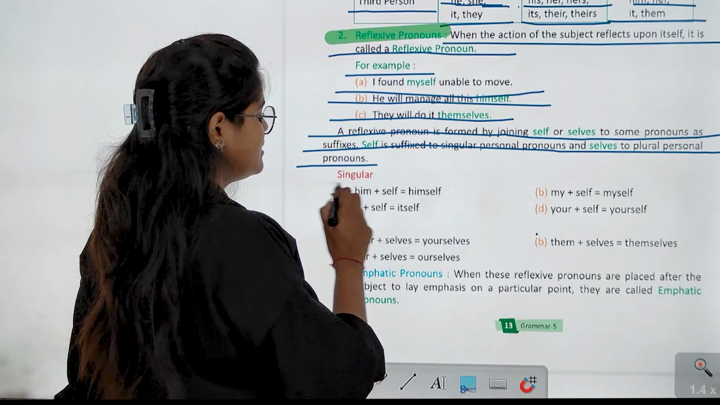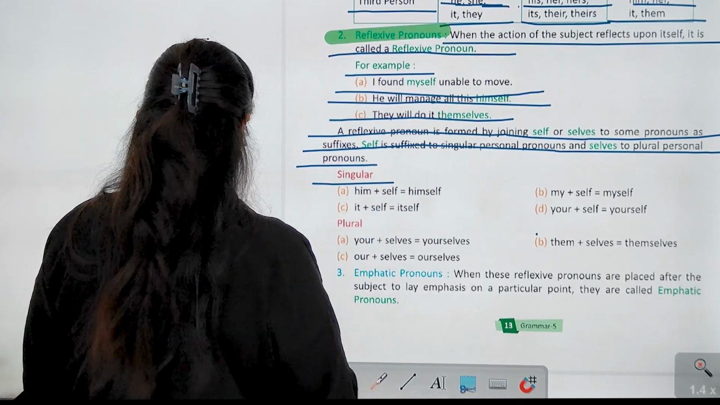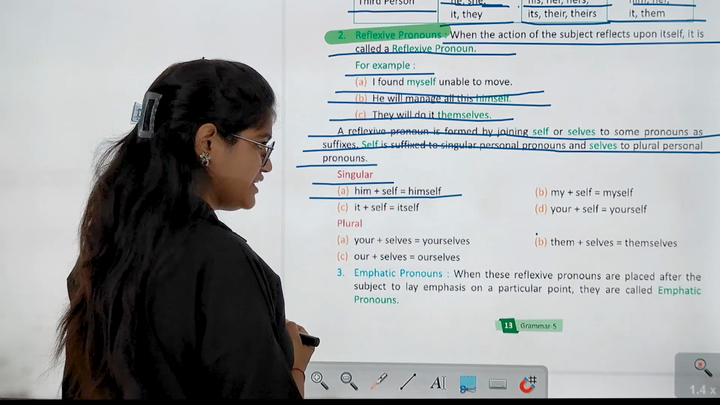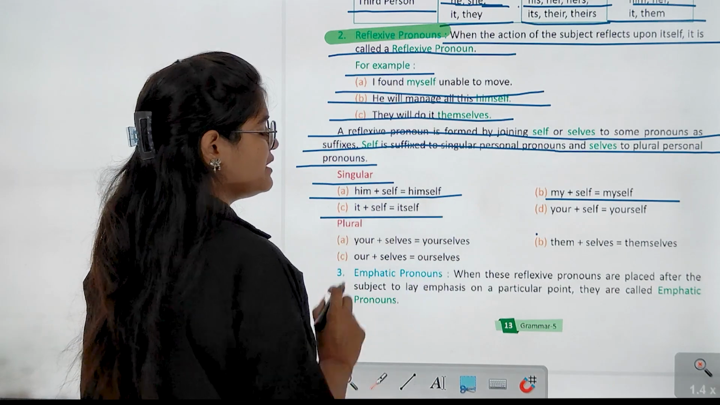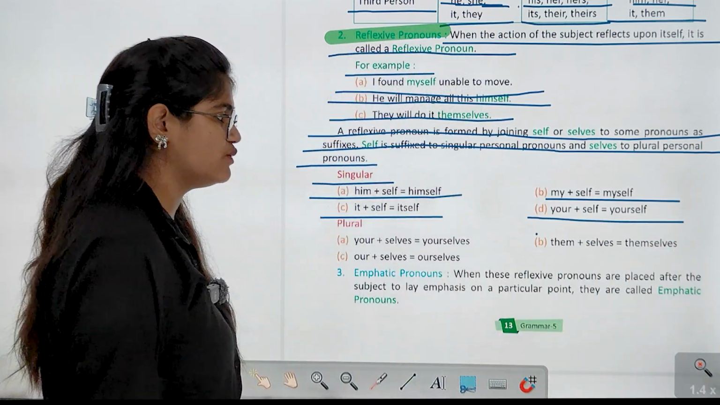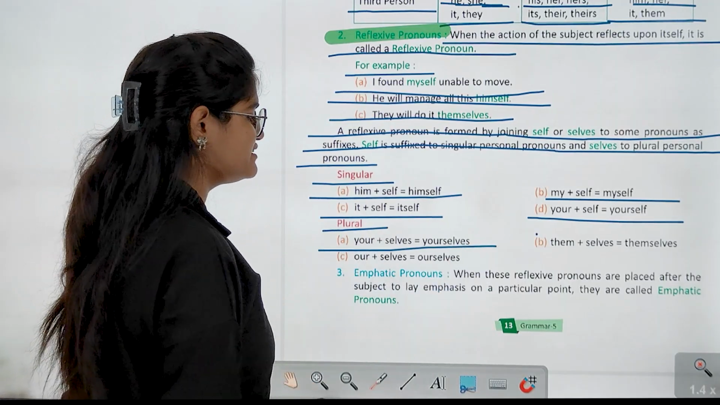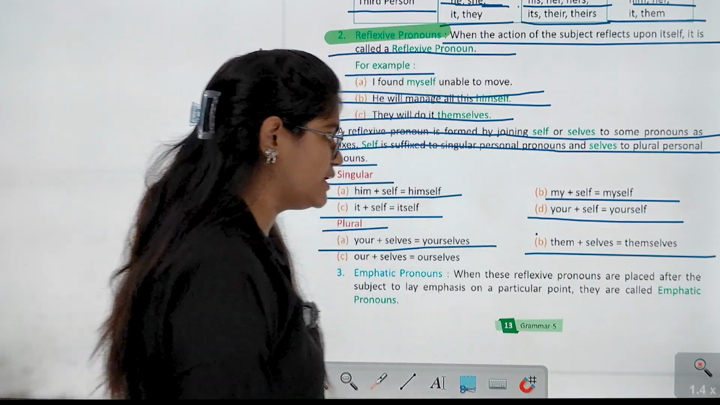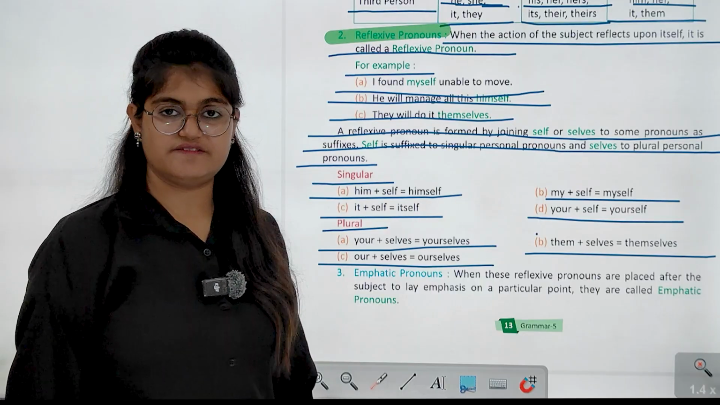After that, singular, they have given the formation also. So singular, him plus self is equal to himself, my plus self is equal to myself, it plus self is equal to itself, your plus self is equal to yourself. Next is the plural form, your plus selves is equal to yourselves, them plus selves is equal to themselves, our plus selves is equal to ourselves, right?